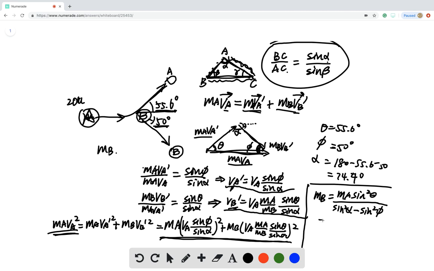And then we plug in all the numbers. It's 20u times sine squared 55.6 degrees over sine squared 74.4 degrees minus sine squared 50 degrees. And that gives us 39.9u. So that is to say, this second particle is actually about twice the mass of the first particle that hits it. And yes, that is the mass of the ball B that we're looking for.